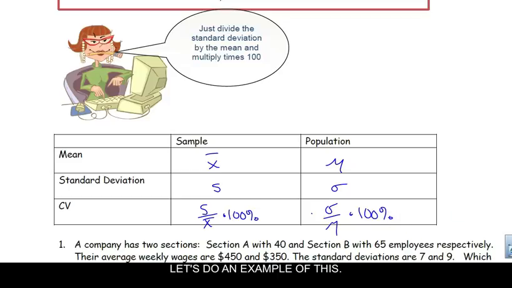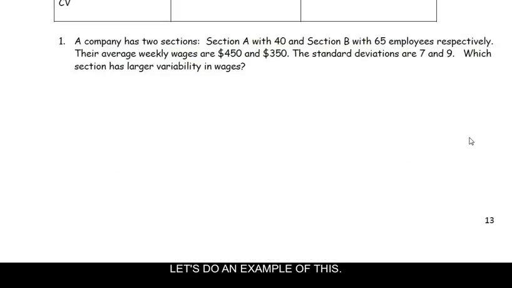Let's do an example of this. A company has two sections, Section A with 40 and Section B with 60 employees respectively. Their average weekly wages are $450 and $350. The standard deviations are 7 and 9. Which section has a larger variability in wages?